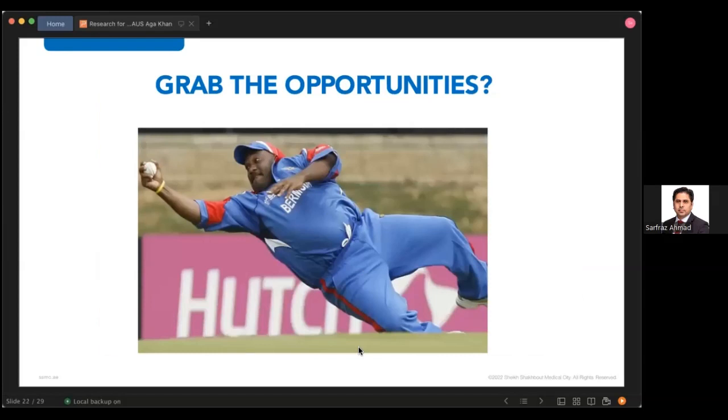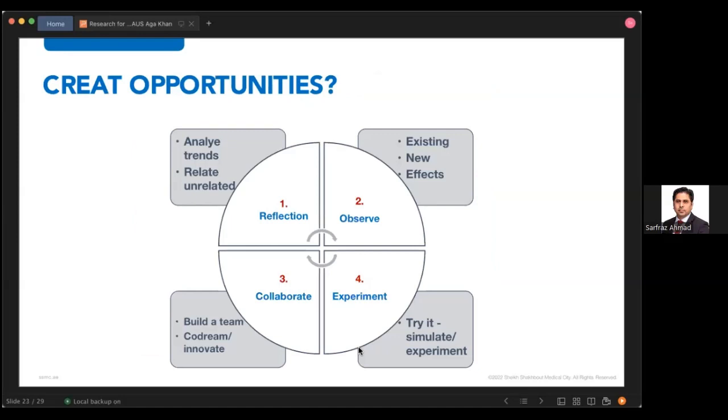If these opportunities are not coming your way and you find that there is no opportunity, then it is not an excuse not to do. Then you have to generate your own opportunities. How can you generate these opportunities? The 4 basic principles: you can reflect on any clinical scenario.